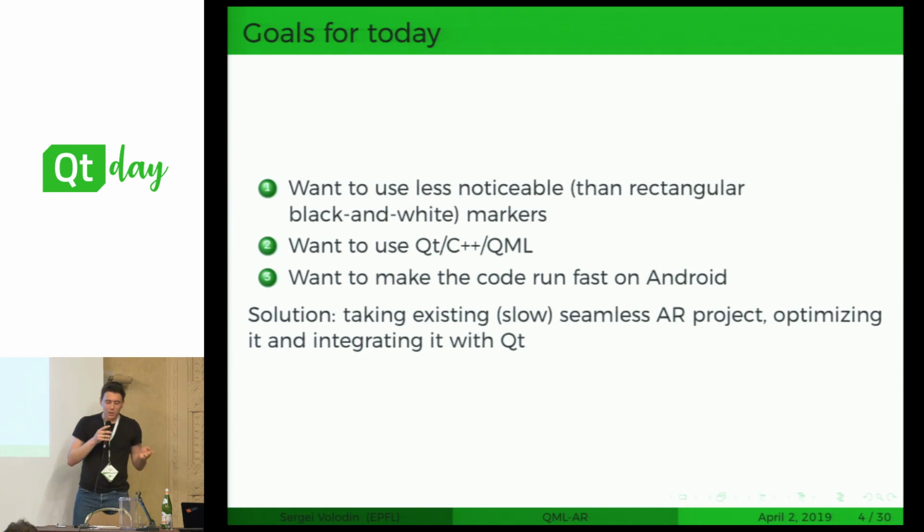So how to achieve all of these criteria? We came up with the following strategy. We are taking an existing project for augmented reality using some unconventional markers. And usually the issue with them is that it's research code, meaning that it was written once as a proof of concept, but it runs pretty slow. So what we do here today, we take one of these libraries and we try to run it really fast.